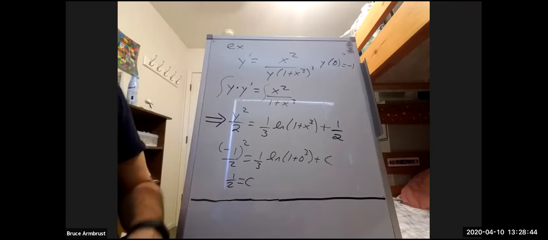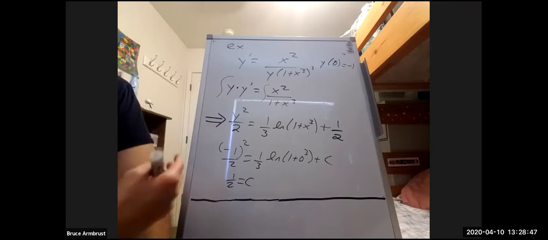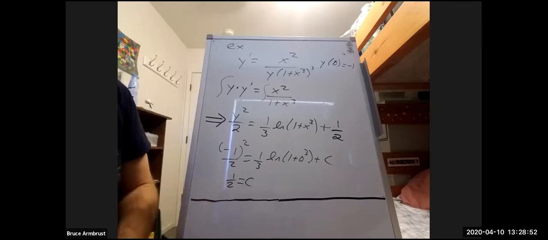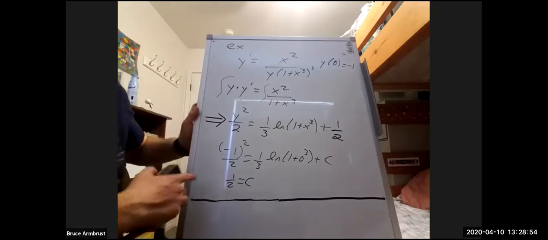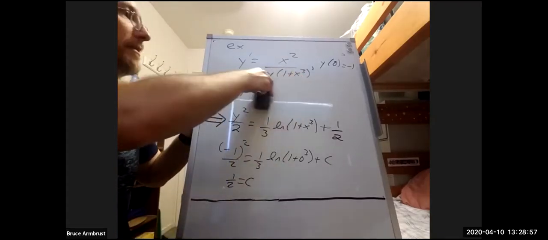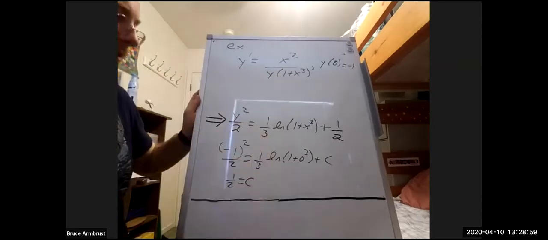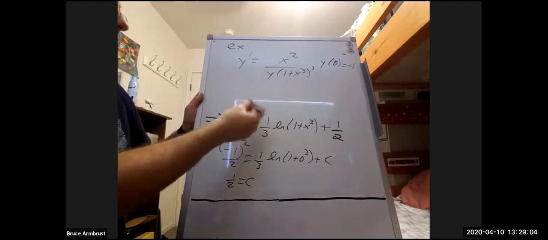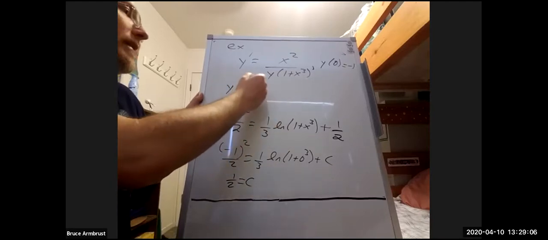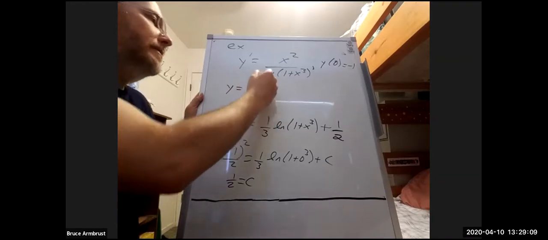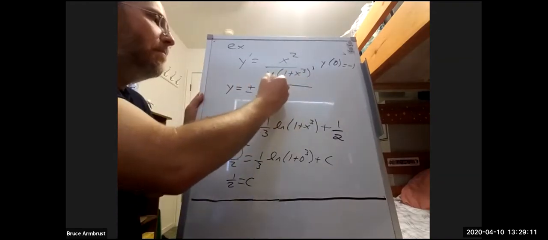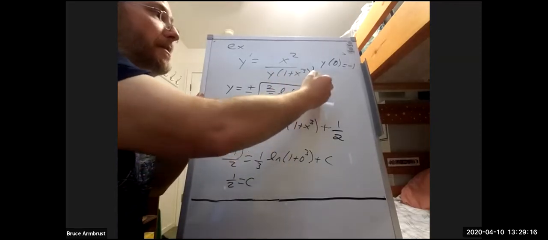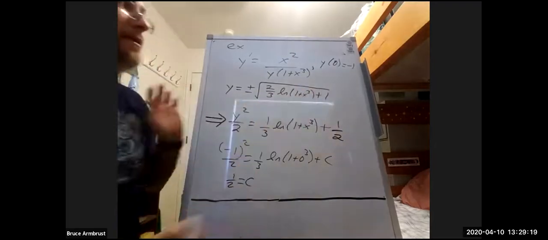All right, but now since it's an initial value problem, I actually want to know what is y. Let's get y equals. So we'll go ahead and solve this for y. I'm going to write it above, just so that you guys can catch up on this if you haven't gotten it yet. But we'll multiply by 2, and then we'll take a square root. So we get y is equal to plus or minus the square root of 2/3 natural log 1 plus x cubed plus 1.